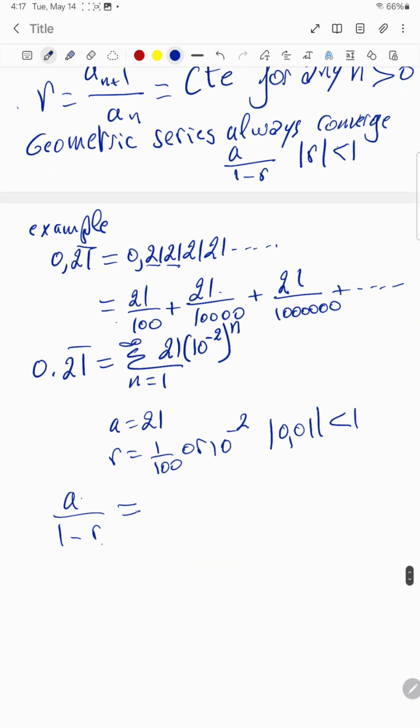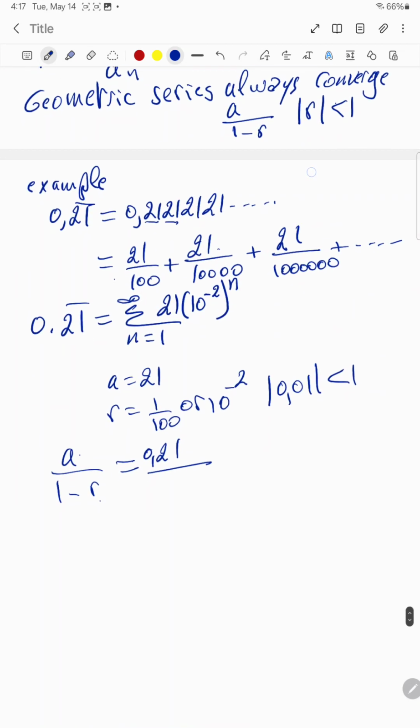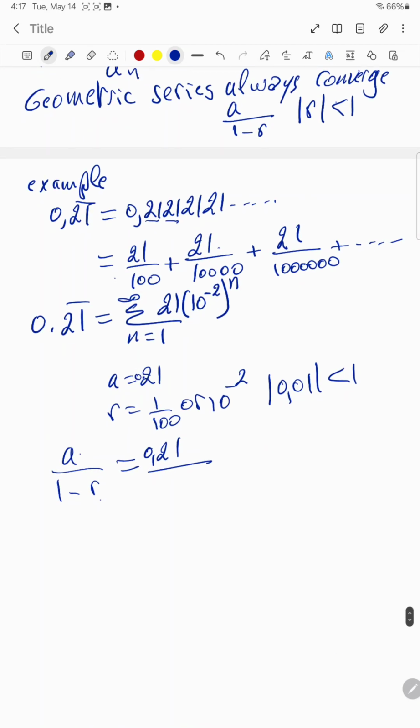So it converges toward 21, or 0.21, because here I made a mistake. a is equal to 0.21 because it's my first term. It's not 21, it's 0.21. Let's write it well.